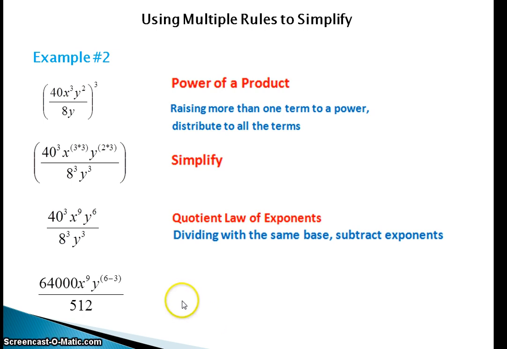subtract those two exponents, and I can multiply out 40 to the 3rd power and 8 to the 3rd power. So when I subtract these two exponents, the y in the denominator goes away. So now, if I just simplify this expression, I get 125 times x to the 9th times y to the 3rd. Pause now and write down everything you see in this example.